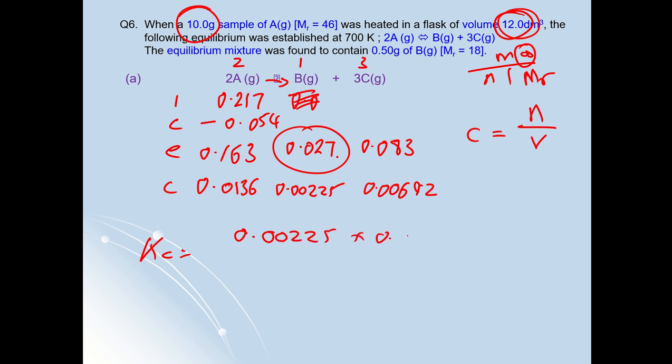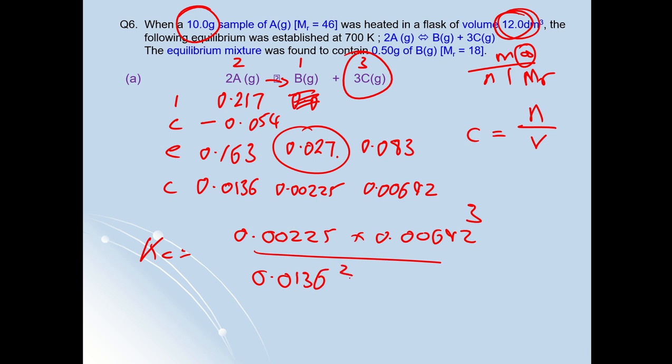Okay, I plug these into our KC, gives me 0.00225 times 0.00692, that is to the power of 3, remember, divided by 0.0136, that's to the power of 2. Okay, we crunch our numbers then, and that comes out at 4.4 times 10 to the minus 6. Okay, so that's a really small KC. That equilibrium clearly lies well to the left hand side.